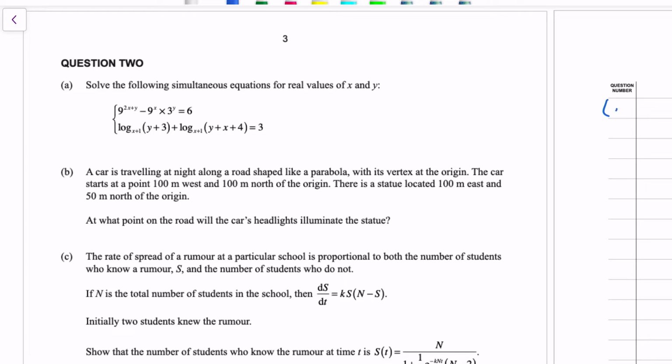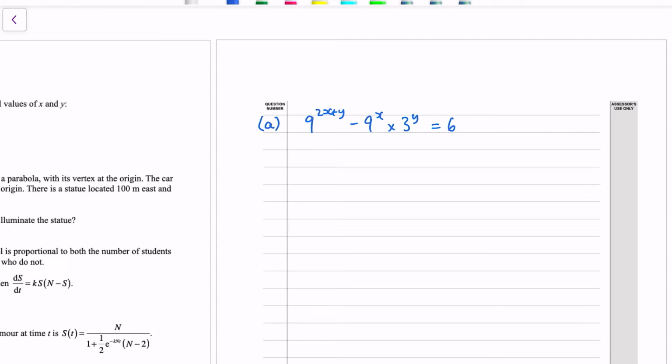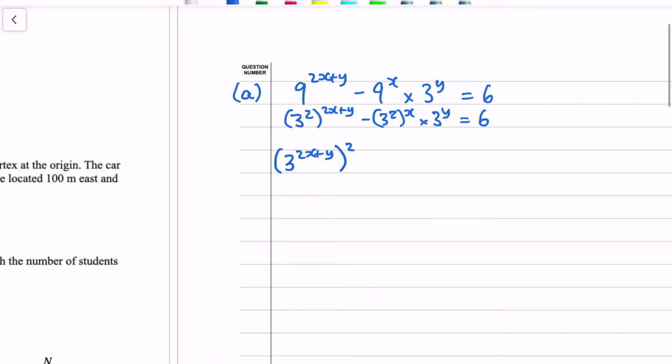Okay, question 2a. The key thing to note in this problem is that that first equation is actually a disguised quadratic. Because if I change everything to base 3, so I write 9 as 3 squared, which is something you would have done a few years back, then we can play around with power rules. I can switch the 2x plus y around with the squared, and the other one is 3 to the power of 2x plus y.